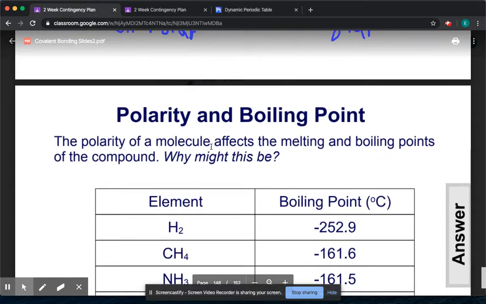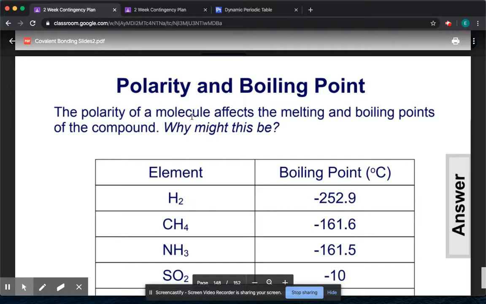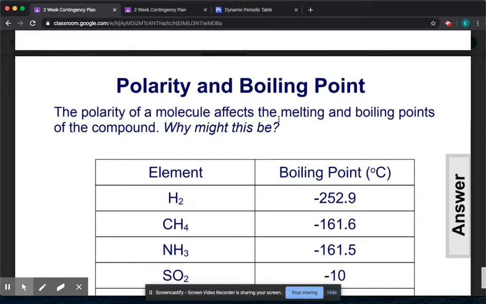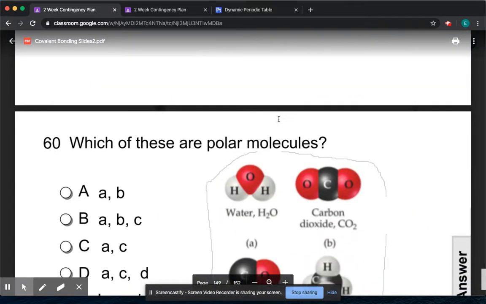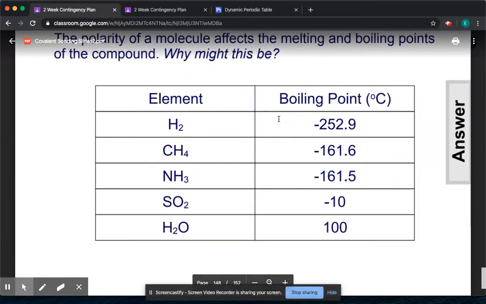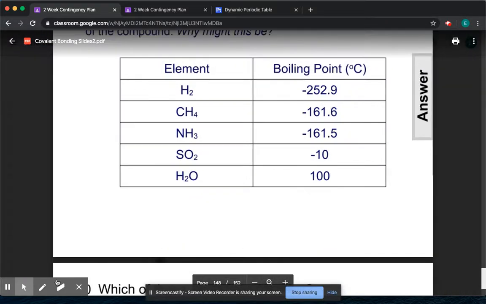And then the last slides go through a bit of polarity. It says the polarity of a molecule affects the melting and boiling points. Why? So let's think about water. Let me zoom out a bit. Let's think about water. So let me draw water again.